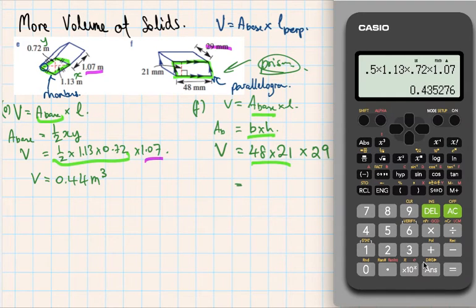So now we have what to type into our calculator. Go 48 times by 21 times by 29. And we get this monstrous number here, 29,232. Add the units for its millimeters, and since it's volume, it will be cubed. So that's our answer for this one here. Hopefully you got those answers as well. And stay tuned for the next video.